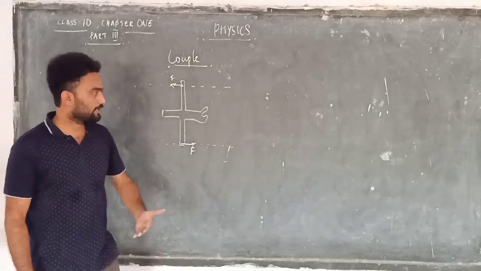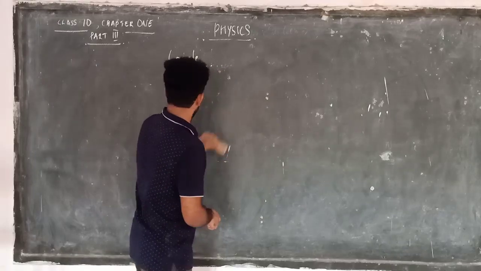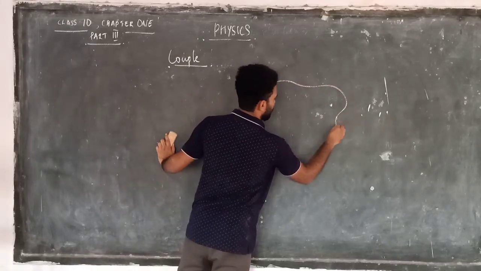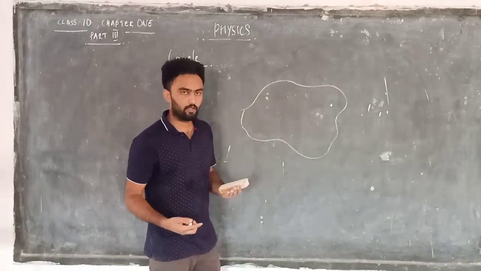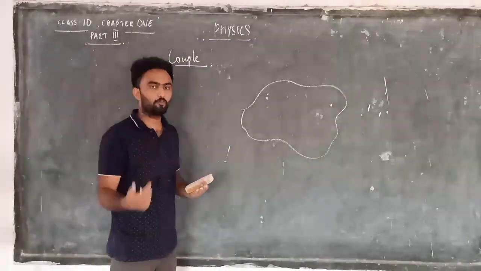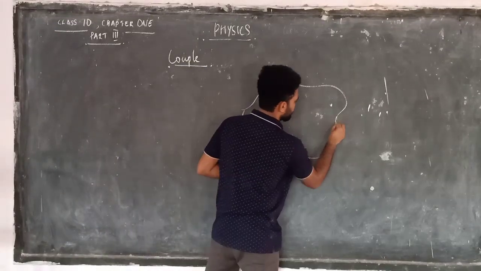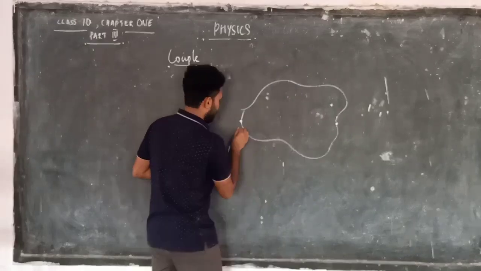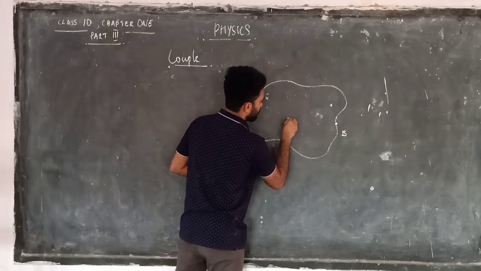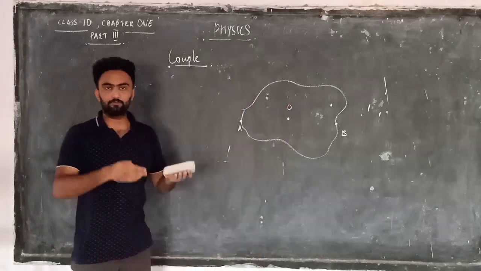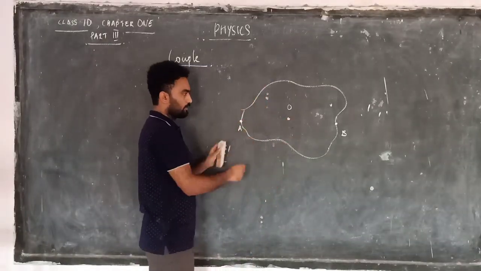Now we can move to the mathematical expression for a couple. For that, first of all, we consider a rigid body. This is our rigid body, and we are applying two forces. They are equal in magnitude and opposite in action. You can consider two points, A and B. Let a point O be the center, which is the turning point. This is our turning center.